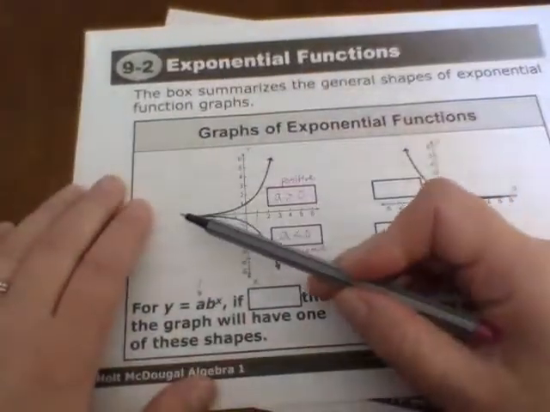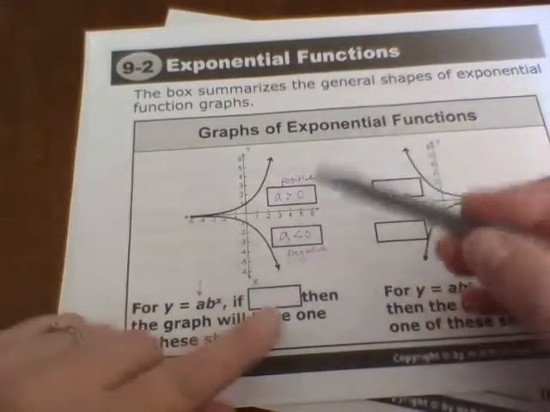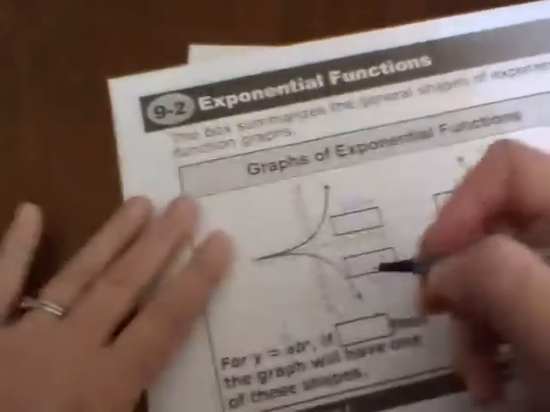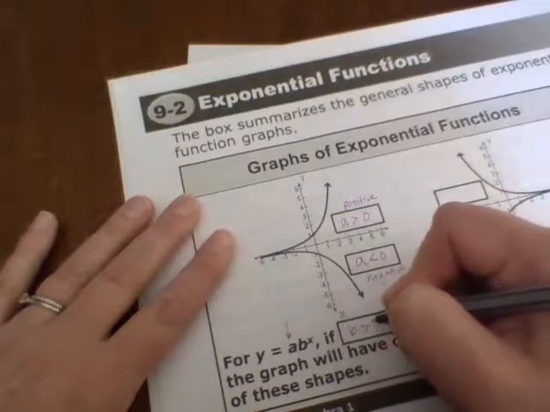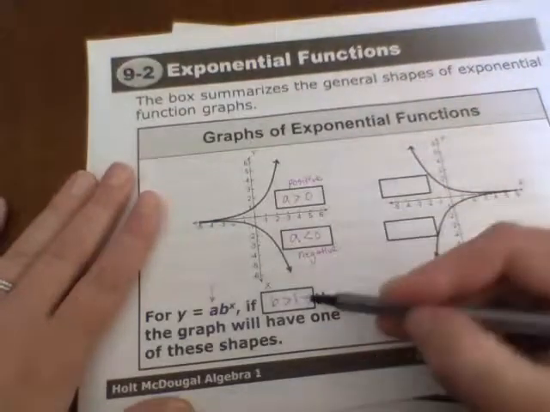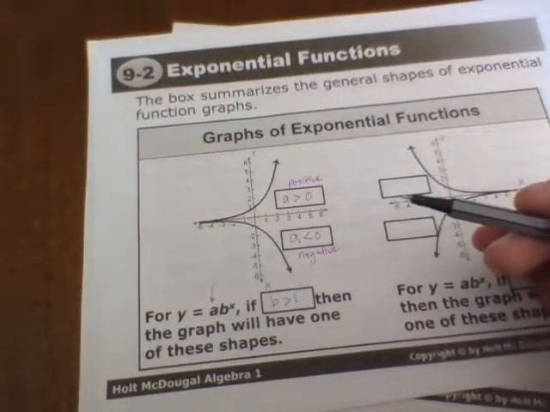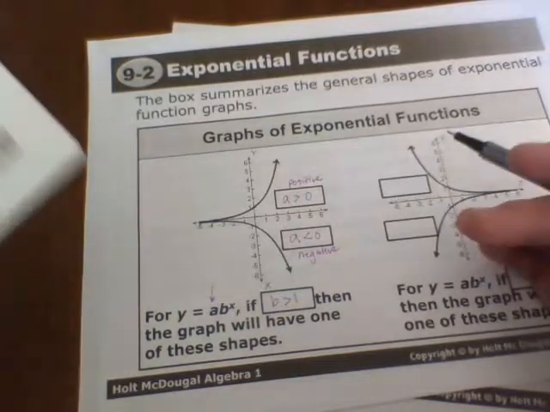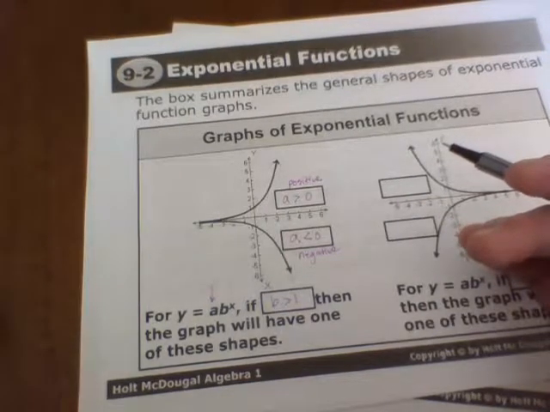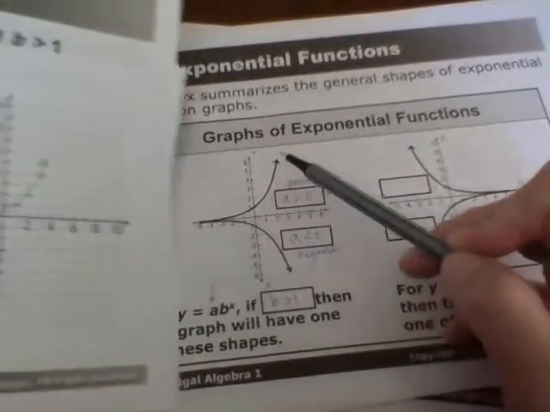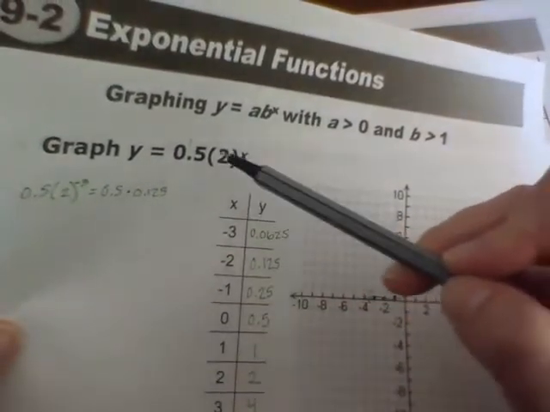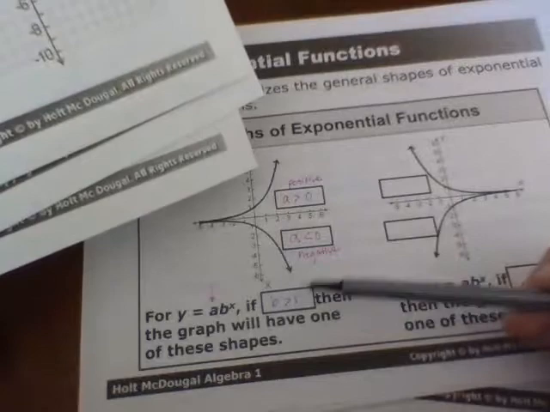If you have it starting at 0 and going up or down, that is because your b is greater than 1. So taking a look back at the examples that we had, this example here looks like this one here, and that's because the a value out here is positive and the b value here is greater than 1. So that's why it looked like that.